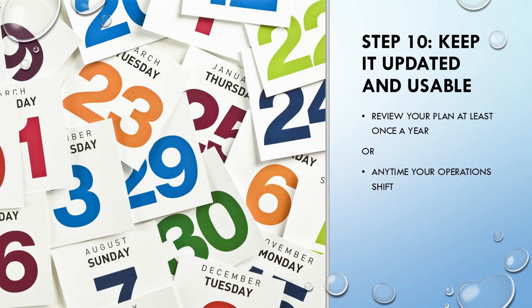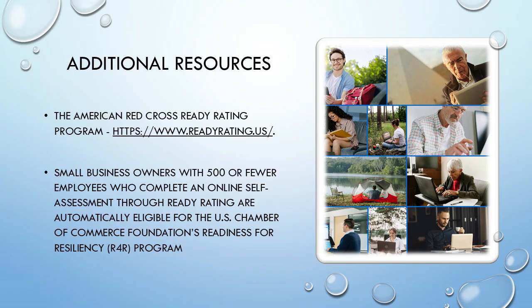Our final step, Step 10, is remembering to keep your plan updated and usable. Your disaster recovery plan for a small business should evolve as your business does. New employees, new tools, or new vendors all introduce changes worth capturing. A good rule of thumb is to review your plan at least once a year or anytime your operations shift in a meaningful way. It can be overwhelming to go through all of this alone for a small business.